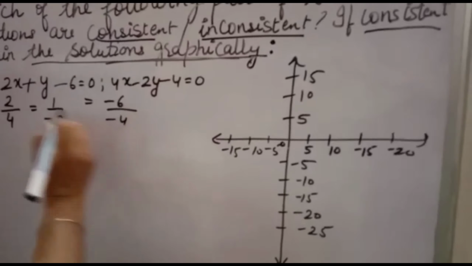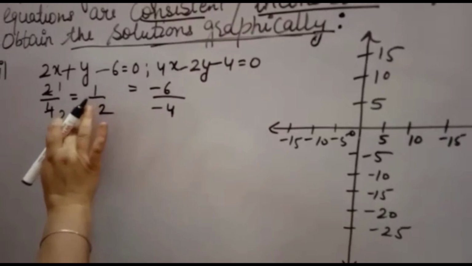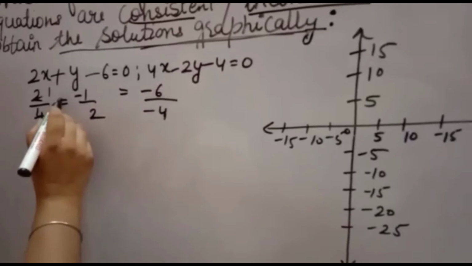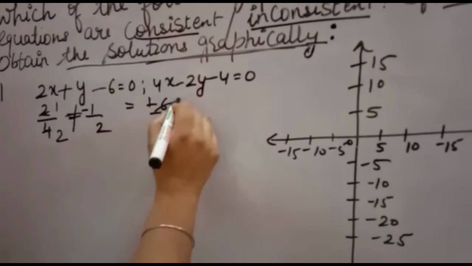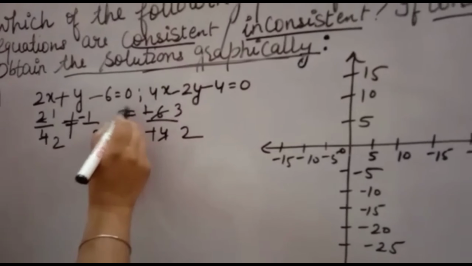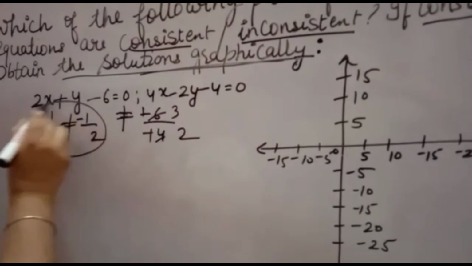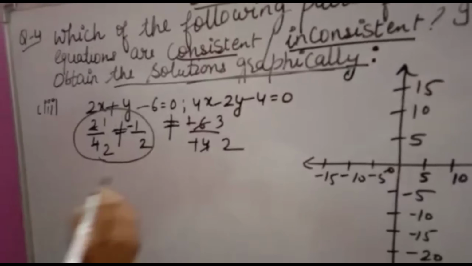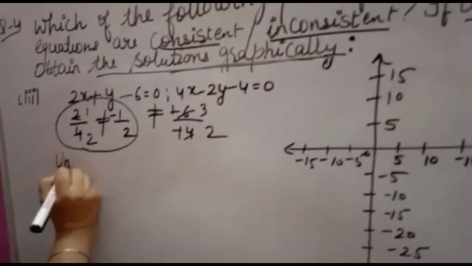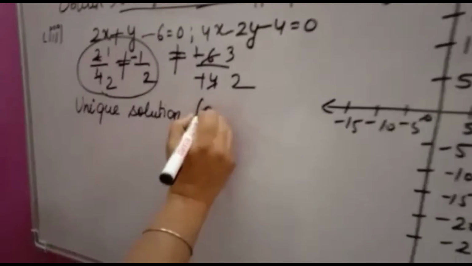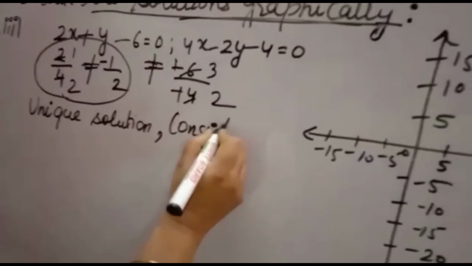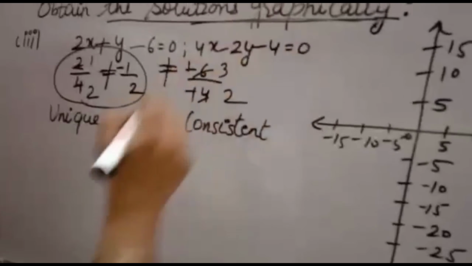Now I think you are able to find the ratios. Half is there here, minus 1 by half is there. This minus means it will come here. They are not equal, and this is also not equal. So a1 over a2 not equal to b1 over b2 means there is a unique solution and it is consistent. This is its answer, consistent. Now you have to find its solution graphically.